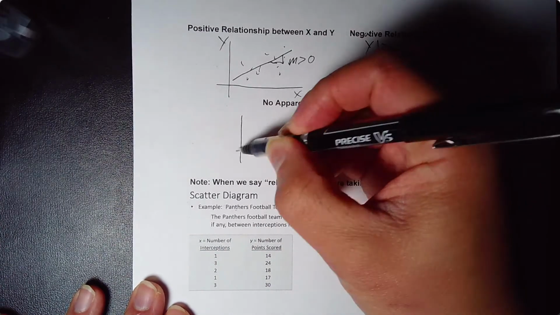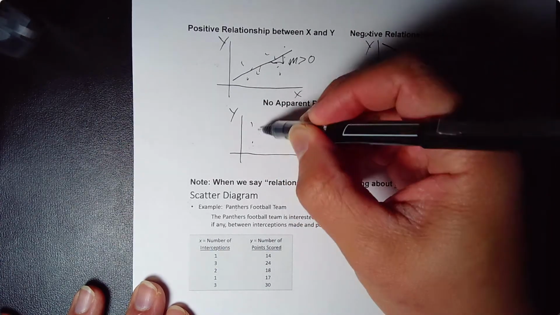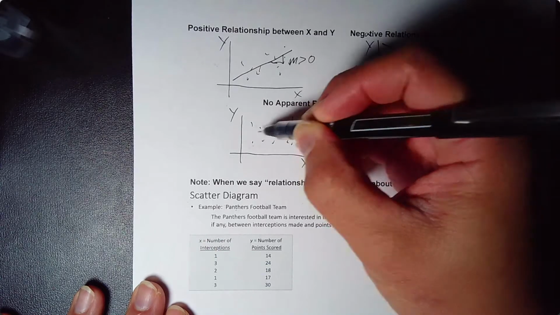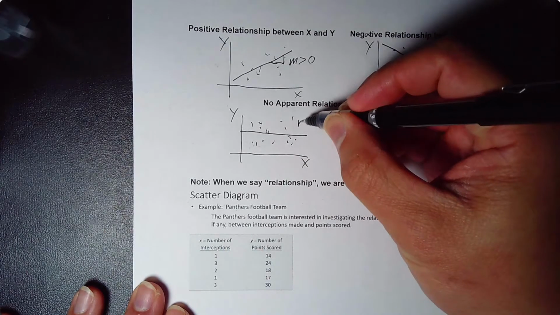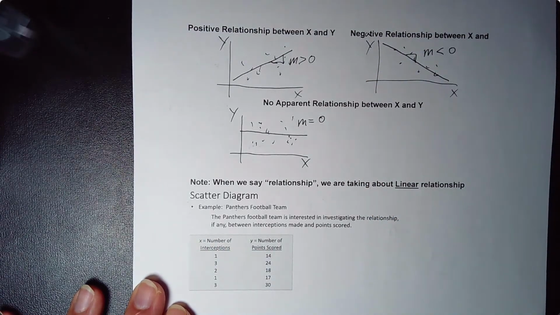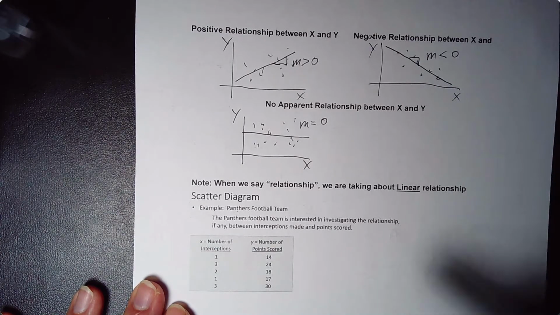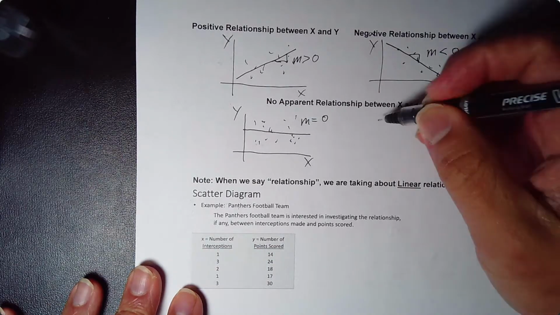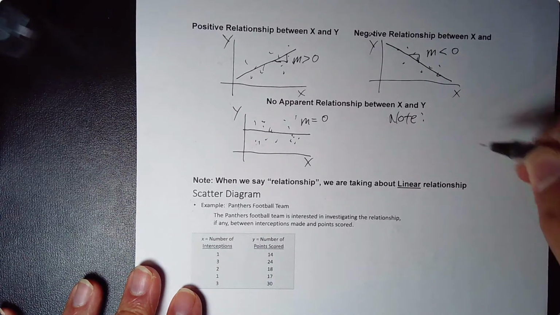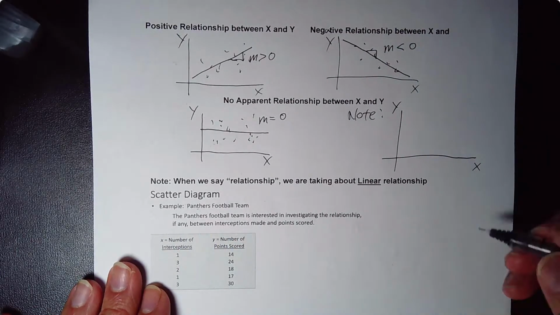What we'll consider no apparent relationship between x and y is a scatter diagram that goes across like this. If you were to draw your best trend line, it will be flat, so the slope equals 0. There's no apparent relationship here. Now, just because there's no linear relationship, it does not mean that there is no relationship at all. That's an important thing to note. Let's say suppose I have x and y, and the graph looks like this.